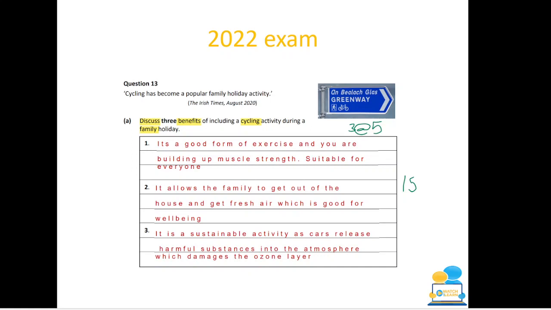So the first one you could say is that it's a good form of exercise and you're building up muscle strength, so therefore it's suitable for the whole family. So you can have those little small wheels that you put onto kids' bicycles so they'll be able to cycle as well. It's a sustainable activity, okay, because cars release harmful substances into the atmosphere which damages the ozone layer. Cycling allows the family to get out of the house and get fresh air, which is good for your well-being.